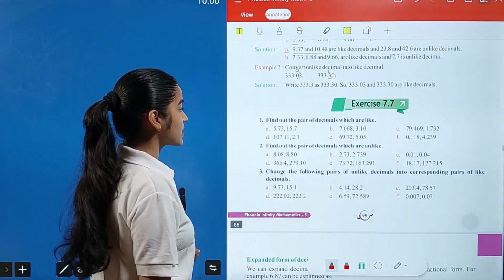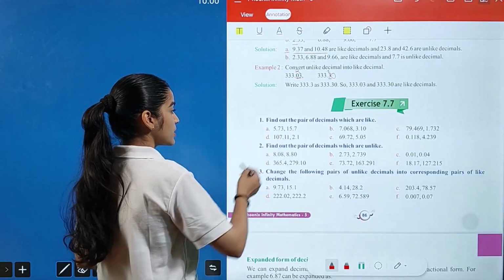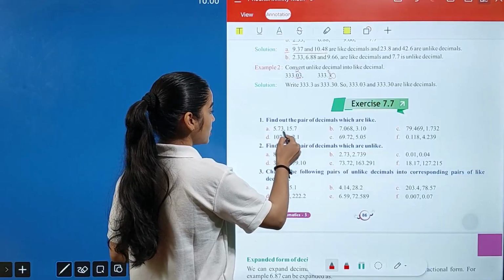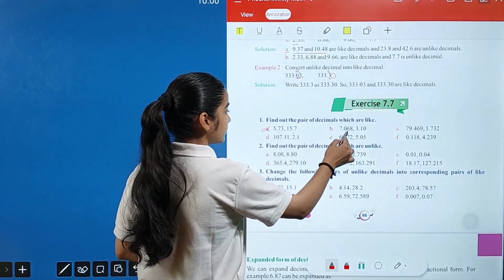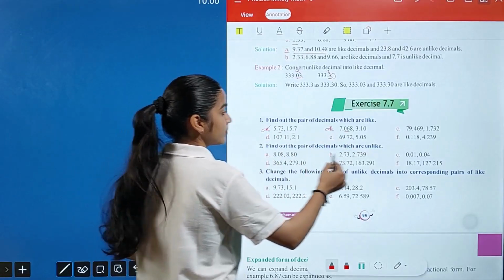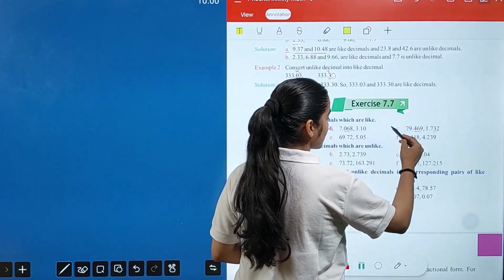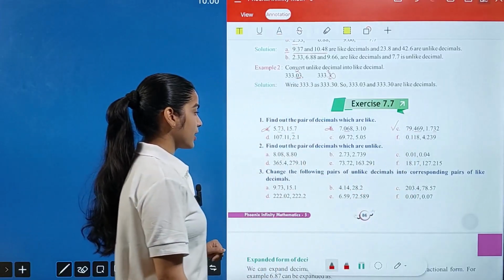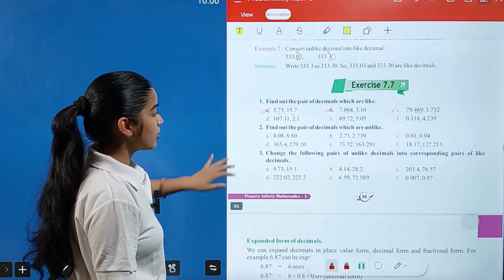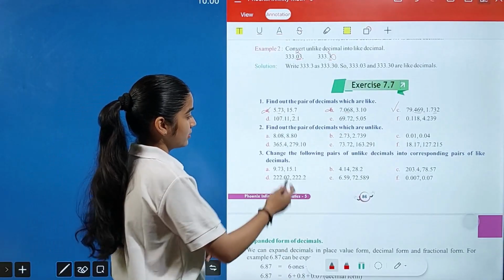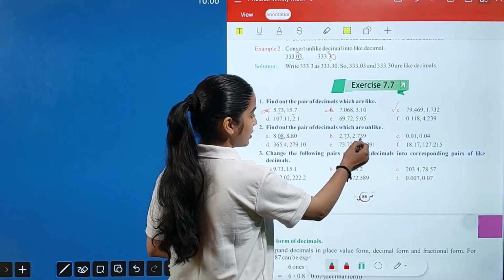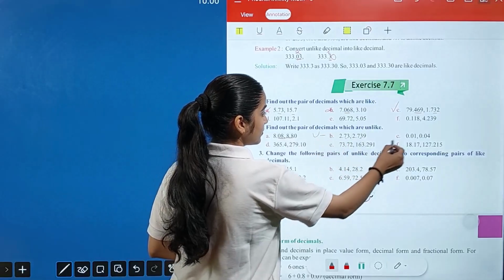Now we have our exercise 7.7. Find out the pair of decimals which are like. So these are unlike, these are also unlike. Here we have 3 and 3, so this is an example of like decimals. Find out the pair of decimals which are unlike. 2, 2. This is unlike.